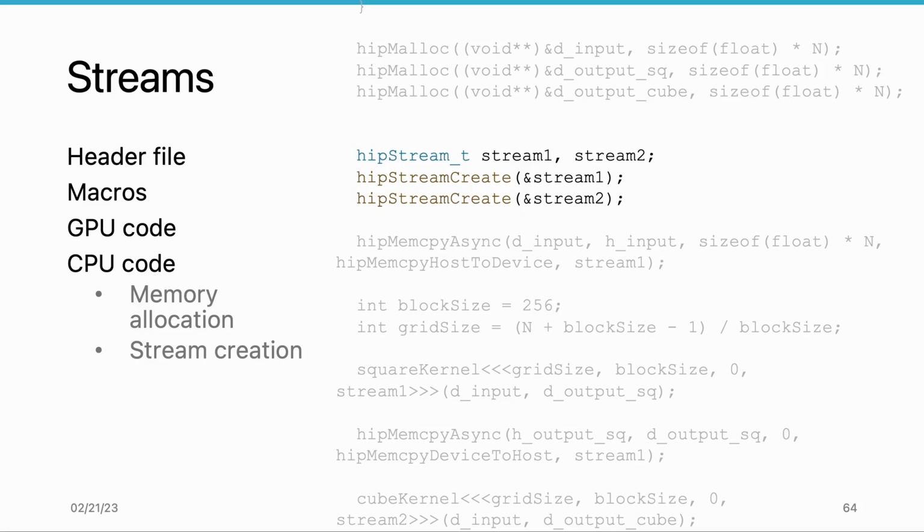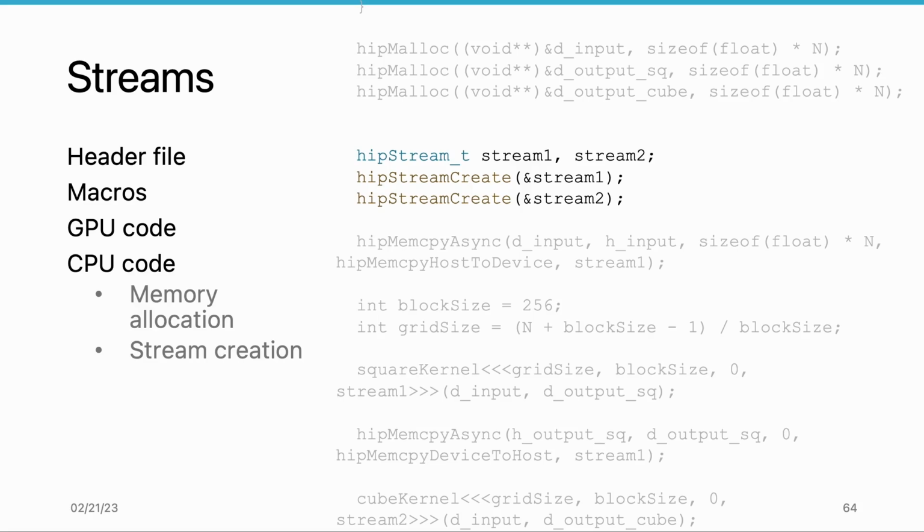This block of code initializes two heap streams using the heap stream create function provided by the heap API. Two streams are used here to overlap computation and data transfers, which can improve the overall performance of the program. The code first declares two stream objects called stream1 and stream2 of type heapstream_t. Then the heapStreamCreate function is called twice, once for each stream object.